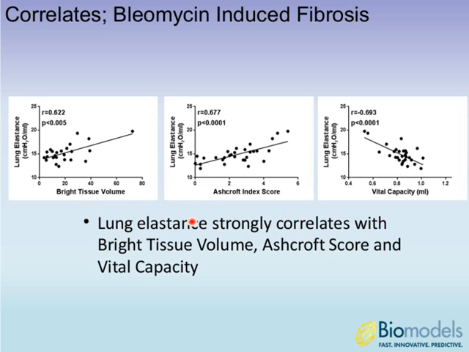Probably more relevant to what people are used to is the correlation between the Ashcroft score as well as lung elastance, and these are very, very well correlated with a high significance level. And you can also see, if you want to look at some of the more functional lung mechanics measures, lung elastance is inversely correlated with vital capacity, which is exactly what you would expect.